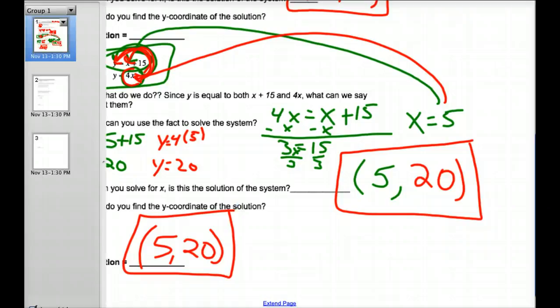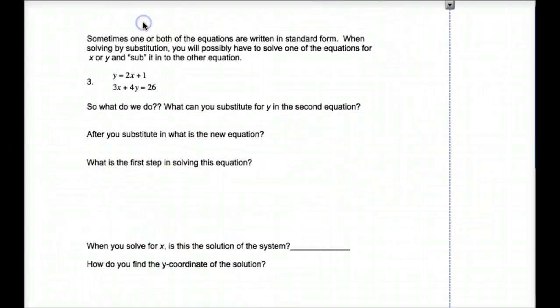All right, jump to the next one. Sometimes one or both of the equations are in standard form. When you solve by substitution, you're going to have to solve one of the equations for x or y, and then substitute it into the other equation. All right, that's a lot of mumbo jumbo.